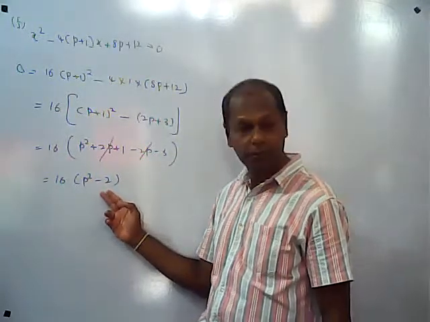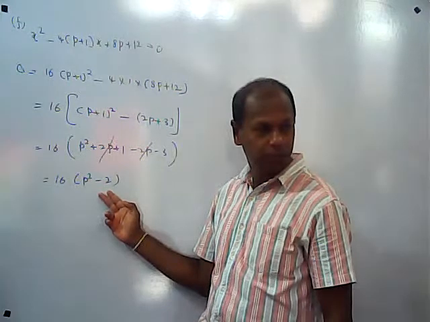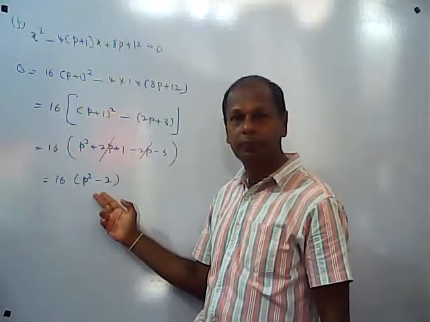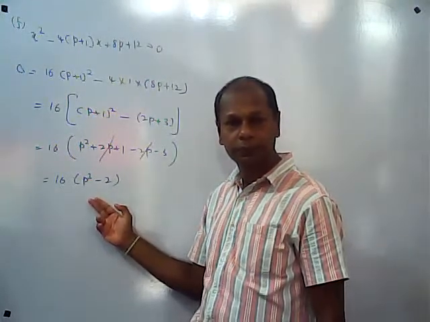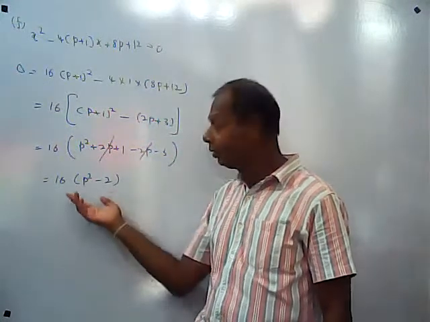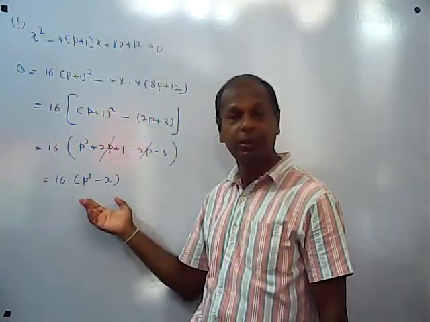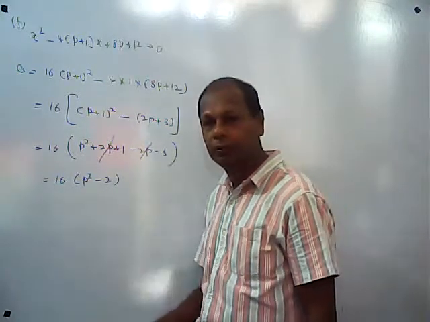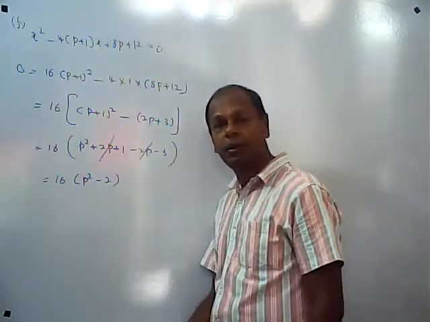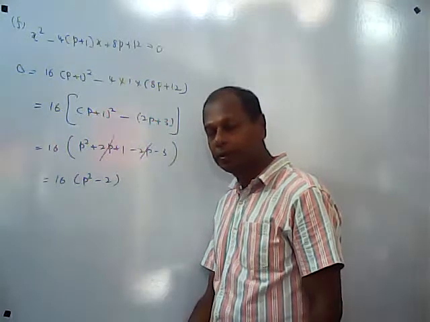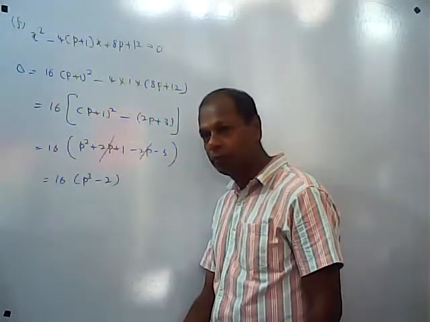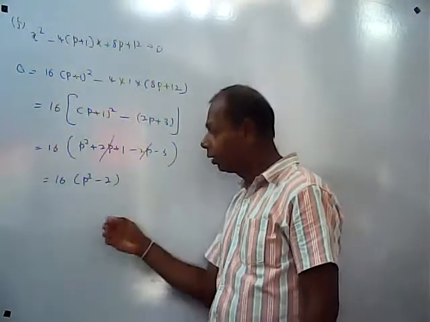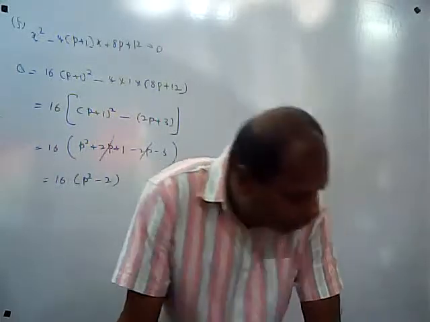Method number 6. What do you do? What do you do after coming to this stage? Can you say this is strictly positive, or greater than or equal to 0, or strictly negative? Anything like that? At first sight you can't say anything like that. You have to explain it more. How do we do it? What to do after you reach this?